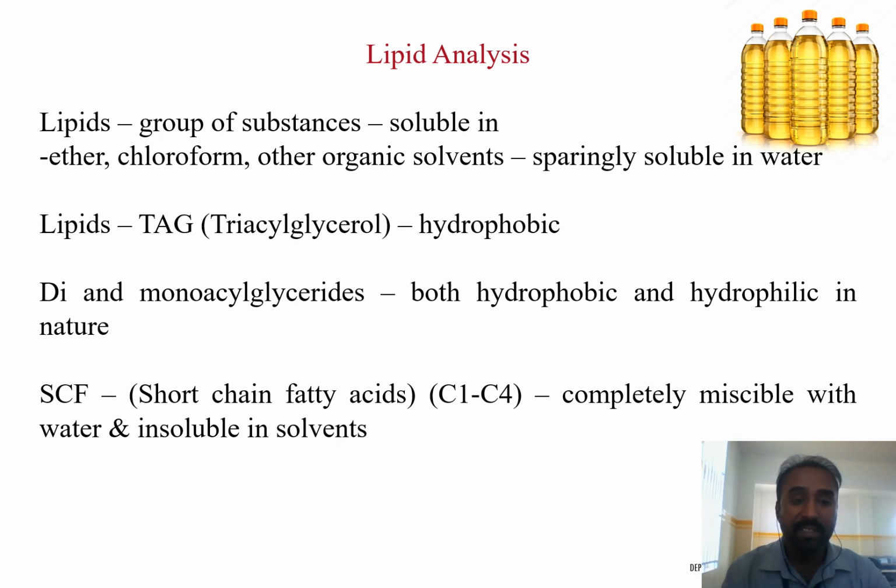The next is SCFA, short chain fatty acids, which have a carbon count like C1, C2, C3, C4. The molecules having up to about 4 carbon atoms are called short chain fatty acids, and they are completely miscible with water and insoluble in solvents. This means these fatty acids will be soluble in water and not in solvents. This is the difference between TAGs, diacylglycerols, monoacylglycerols and short chain fatty acids.